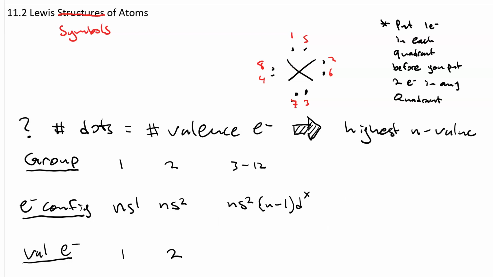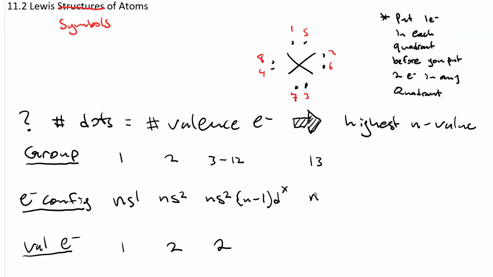Groups 3 through 12 all have electron configurations that end in ns2, (n-1)dx, where x is some number between 1 and 10. For instance, iron has the electron configuration of argon, then 4s2, 3d6. In this case, the valence electrons are just the 4s electrons. So, elements in groups 3 through 12 still have 2 valence electrons.